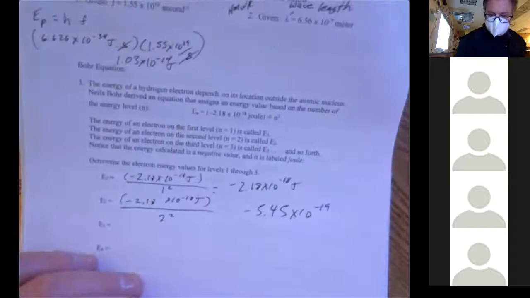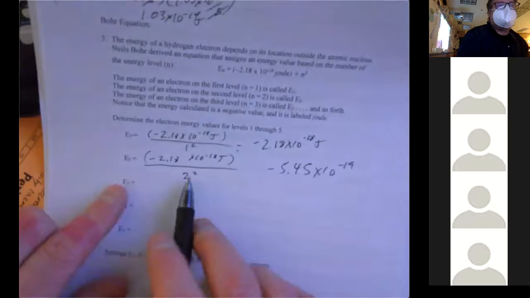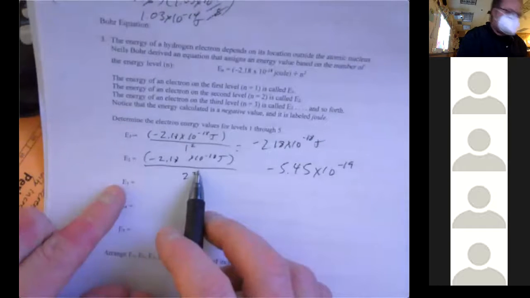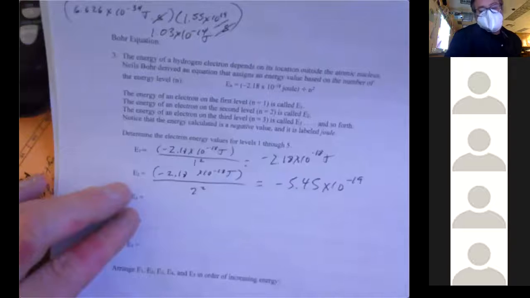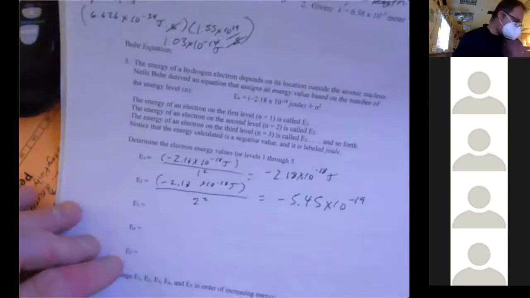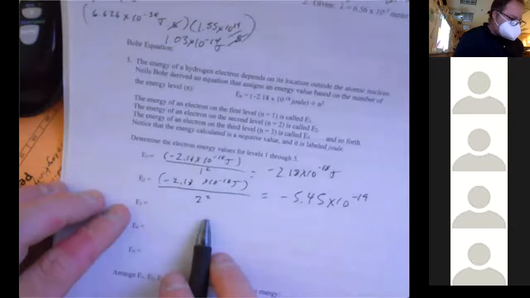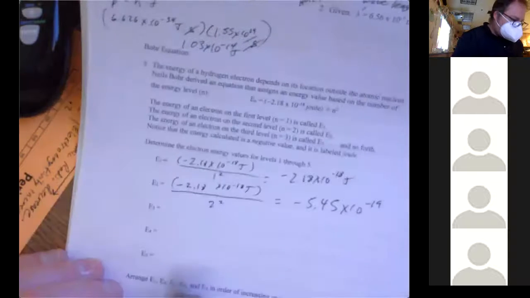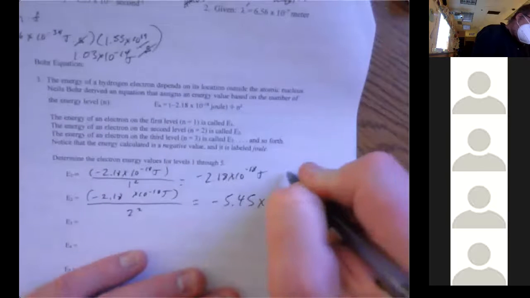Cool. So what are you going to do for the next one? Well, instead of having 2 squared, what will you have on the bottom? Three squared, E3. Yeah, 3 squared on the bottom, and then 4 squared and so on. That will give you the energy of each level.